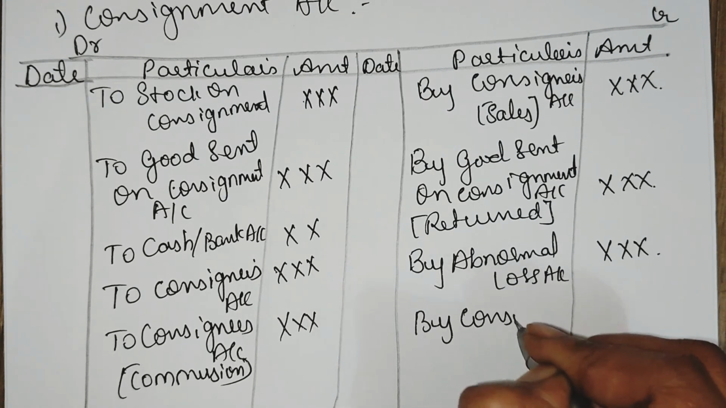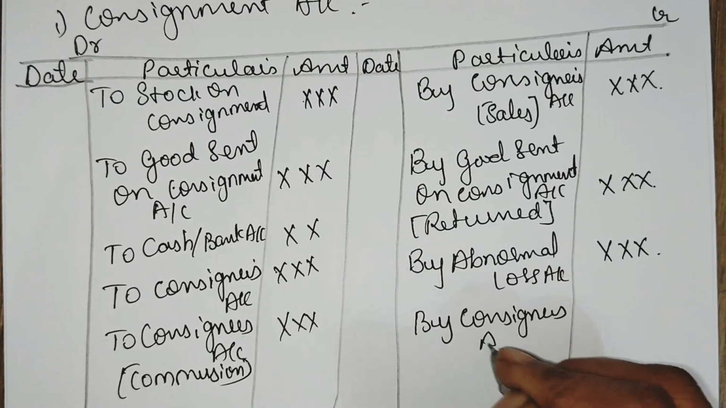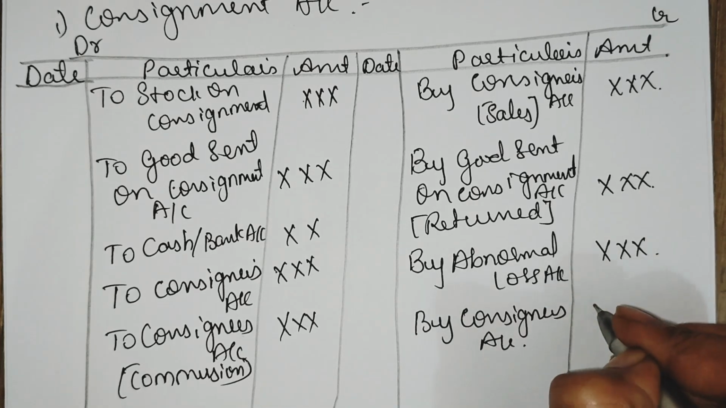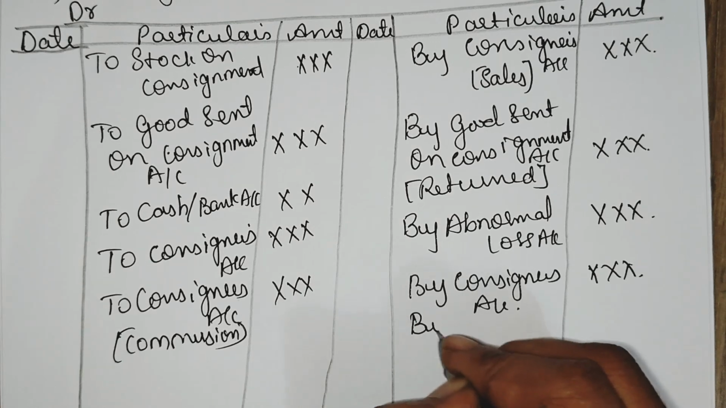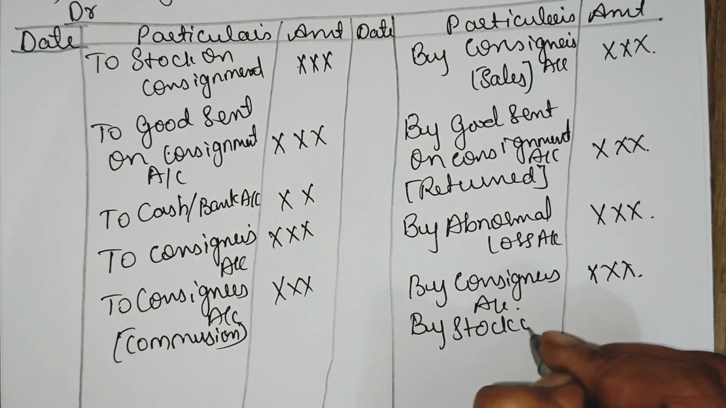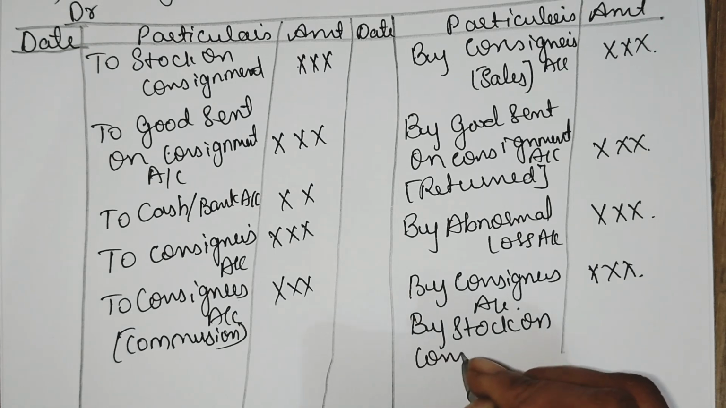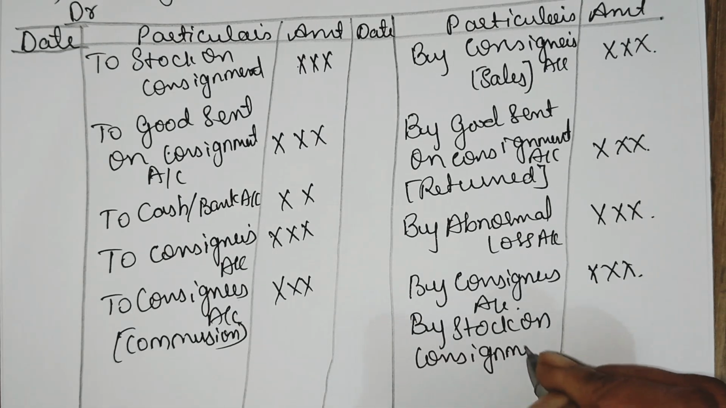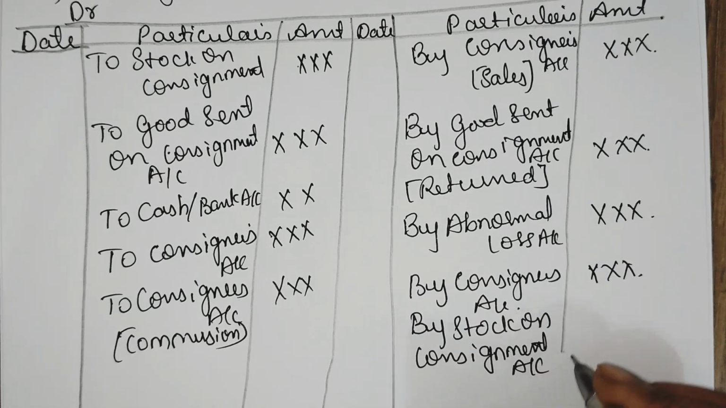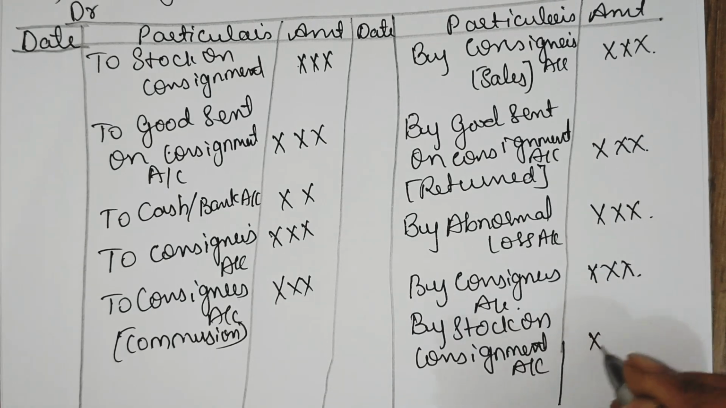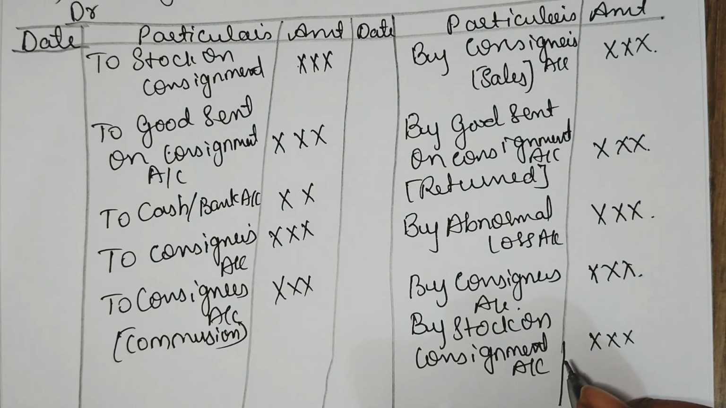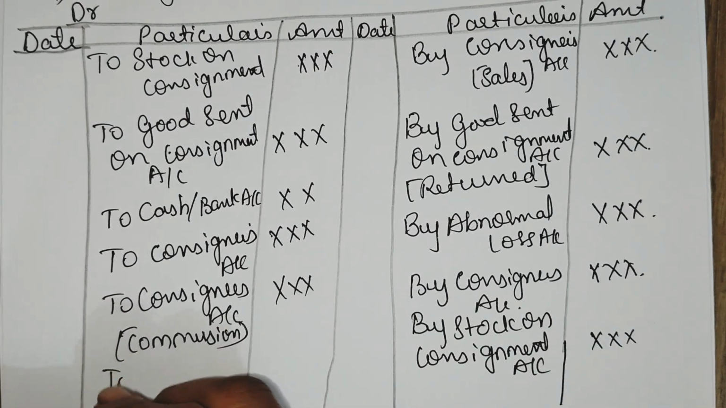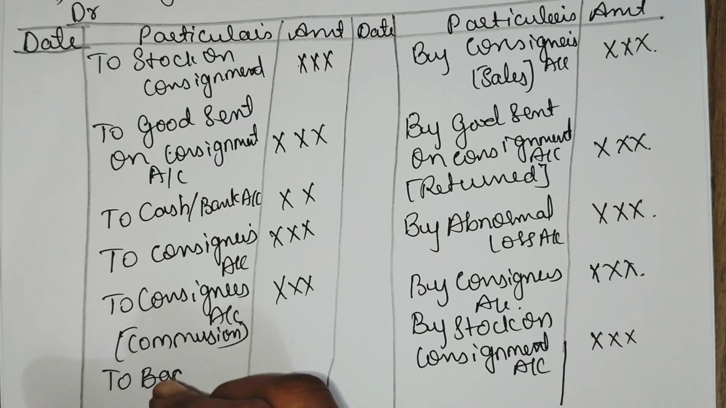Then, by consignee's account, goods used by the consignee. Then, by stock on consignment account, that is closing stock or unsold stock, the value of unsold stock. So these are the accounts we credit to the consignment account. Now, profit and loss account: in case any bad debt is there, that also we debit, bad debt.